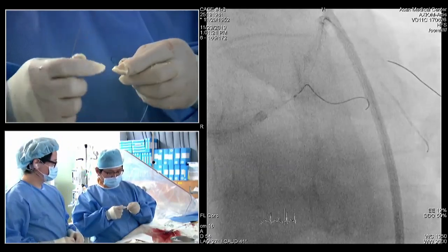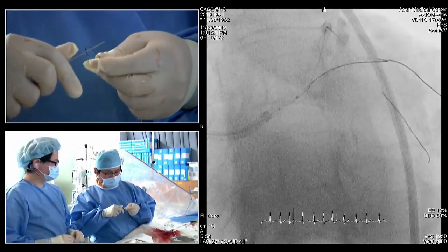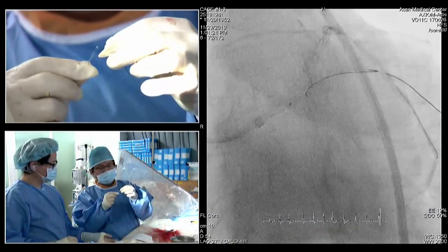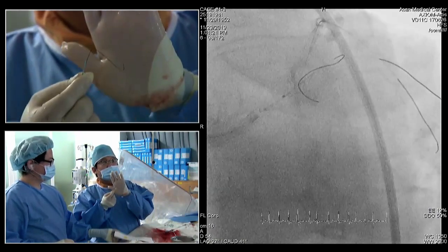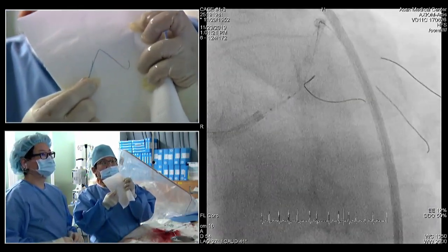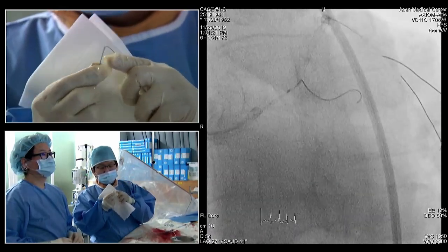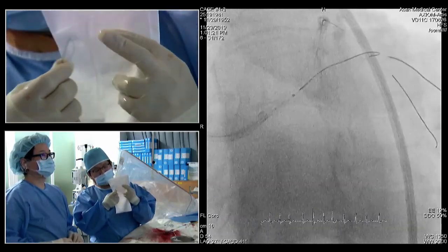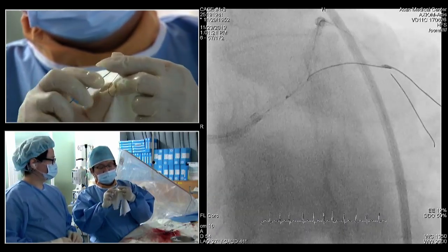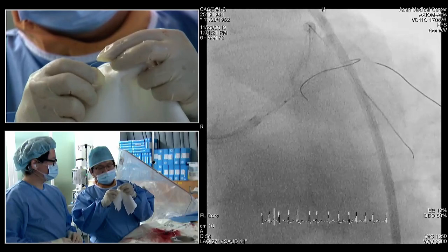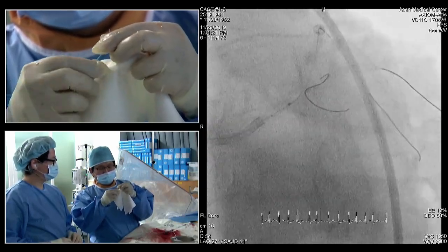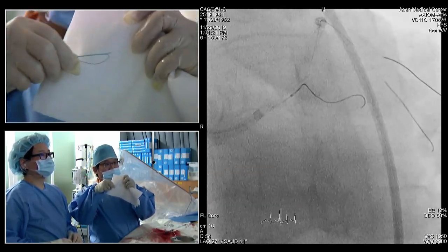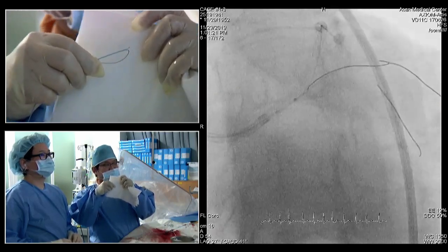Where is the wire? Just a moment. Can you see the wire? Yes. We can see the bend, the wire, very well. And then make this J bend shape. Yeah. And insert the wire. Not easy to show you. Insert the wire like this. Yeah. Do you understand? Yes. Thank you.